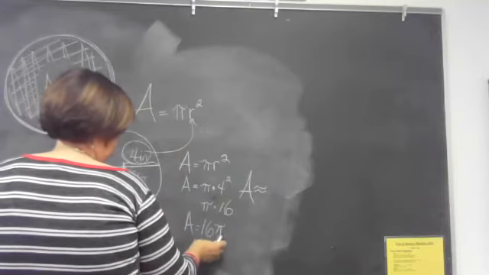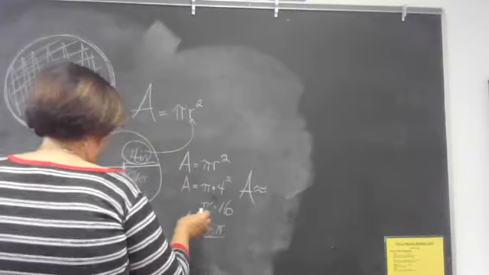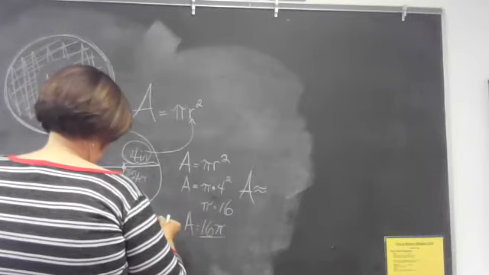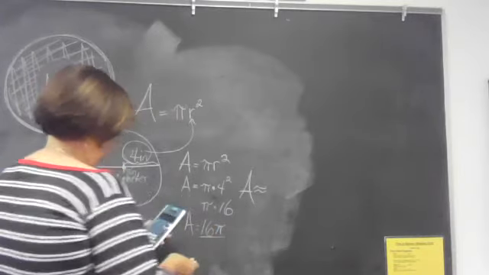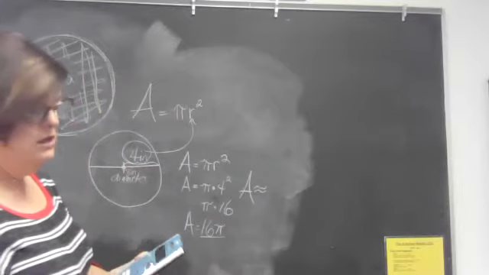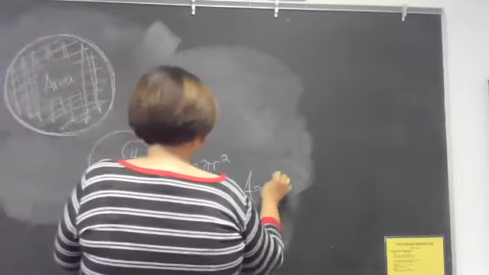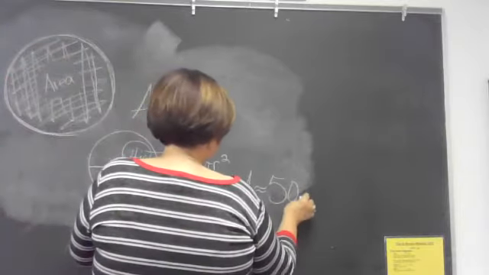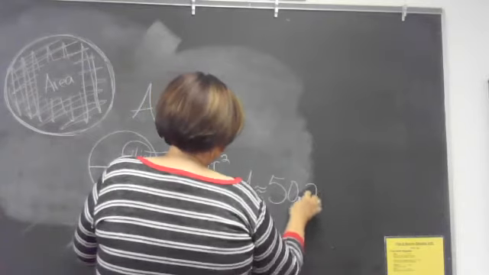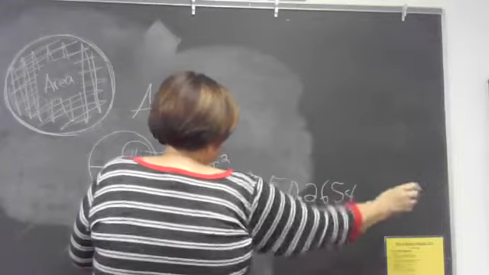Put this in your calculator. Go ahead. Okay, 16 times pi. Yes. Now, when you press equal, 50.27. Very nice. It was 50.2654, blah, blah, blah.